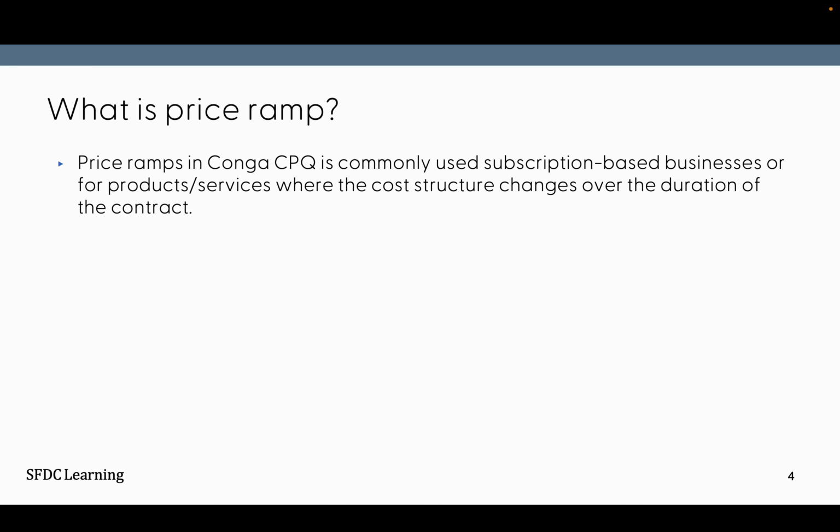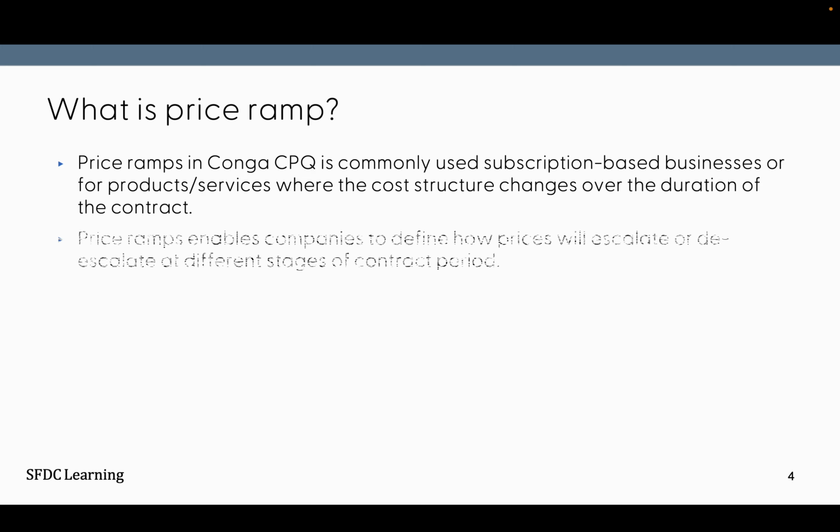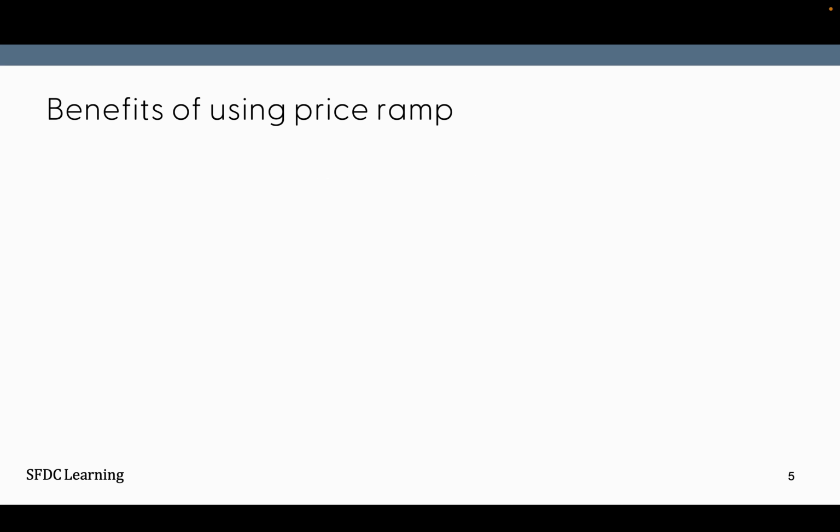Price ramp in Conga CPQ is commonly used in subscription-based businesses, or for products or services where the cost structure changes over the duration of the contract. Price ramp enables companies to define how prices will escalate or de-escalate at different stages of the contract. Sometimes you may have seen that if we are purchasing something for the very first year, we get it at some price, and for the next year we get a reduced or marked-up price, right? So how we can set that up in Conga CPQ, we are going to see today using price ramp.